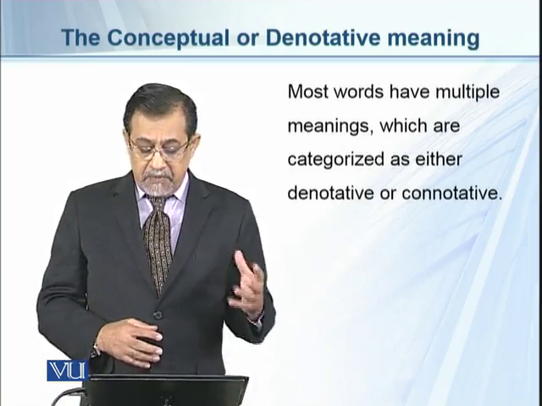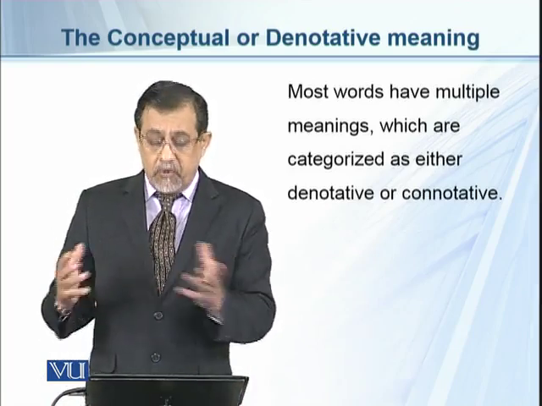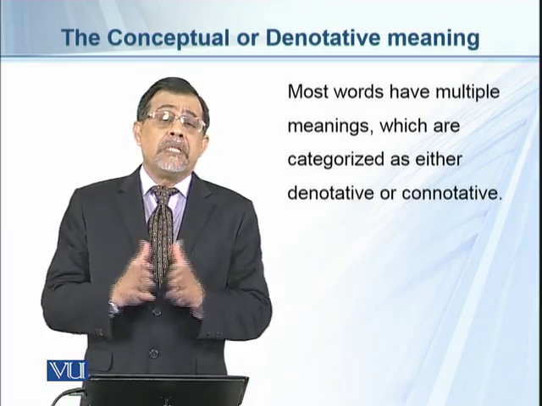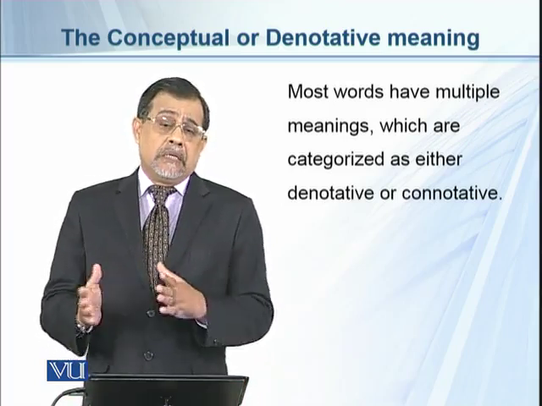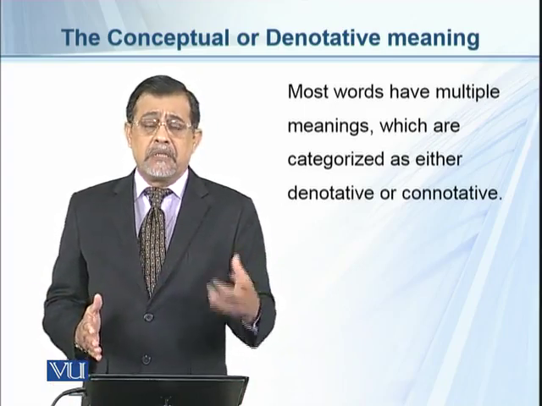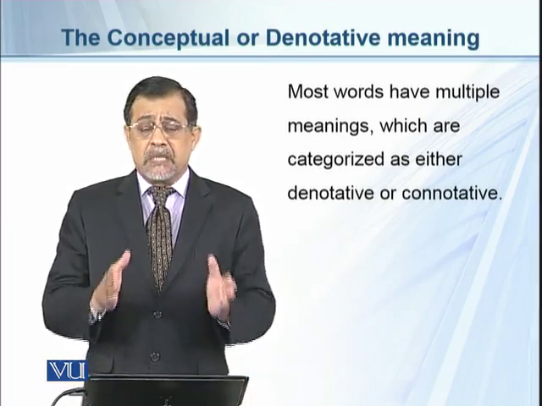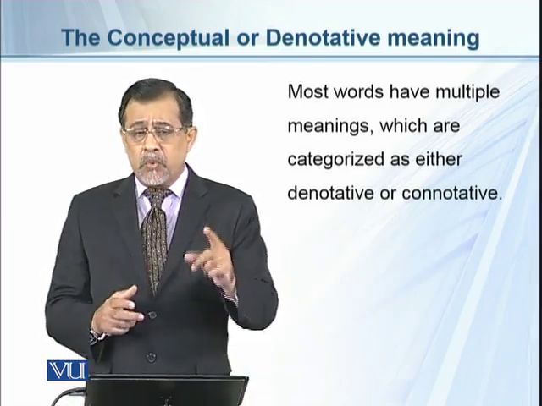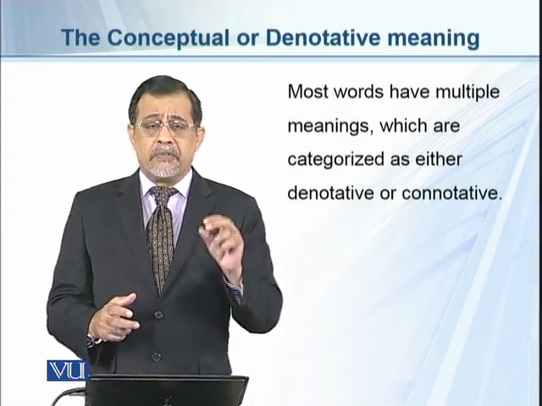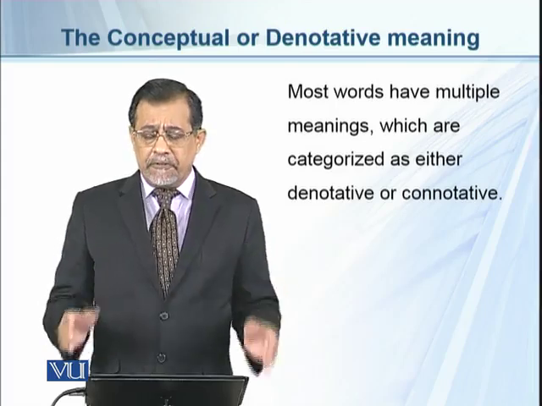Most words have multiple meanings which are categorized as either denotative or connotative. So it means that the words we use are either denotative or connotative. Either they are dictionary meanings or they are associative meanings, right? So these are the basics, very important two terms of semantics with which we understand different types of meanings.